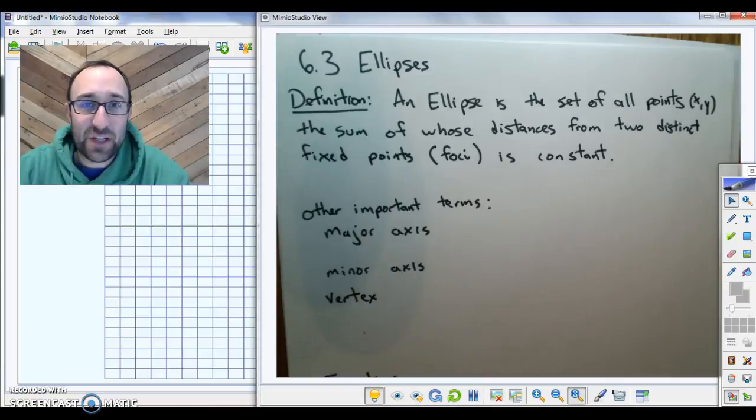Hey everyone, welcome to 6.3, which is ellipses. We're going to be talking about this next conic section, and here's the definition. The definition of an ellipse.